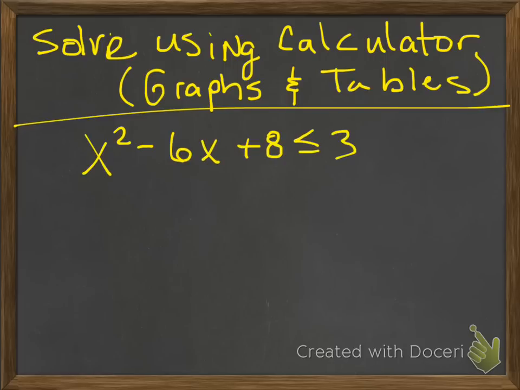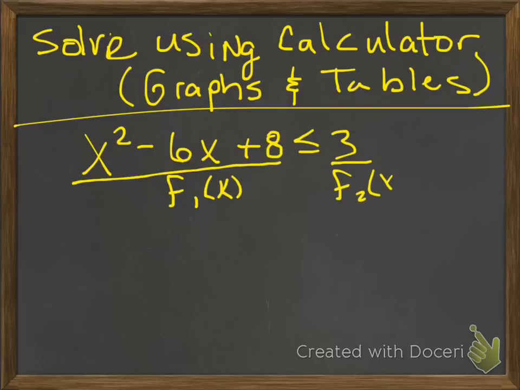I got this problem here: x squared minus 6x plus 8 less than or equal to 3. Now on the calculator, I'm going to type in the x squared minus 6x plus 8 as f1, and the 3 is f2. Okay, so if I graph this and I get the table from a calculator, and any calculator could technically do this. So I want a table.